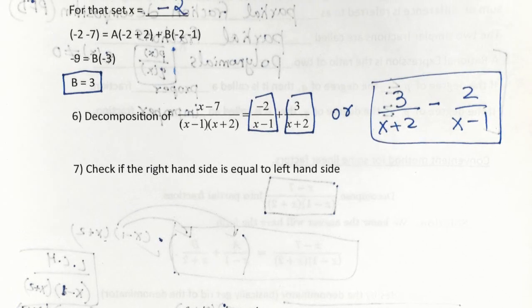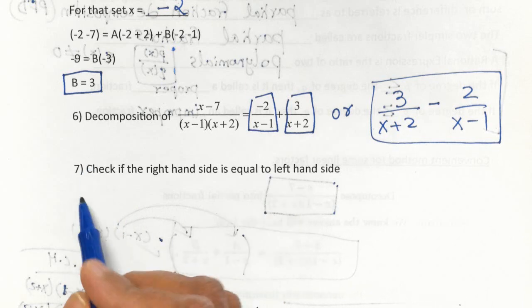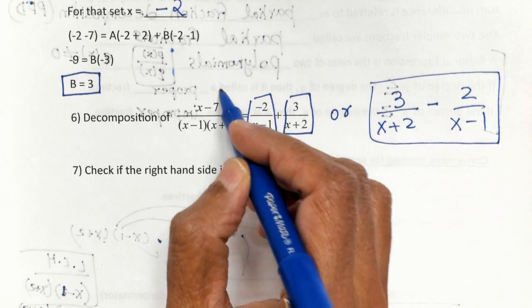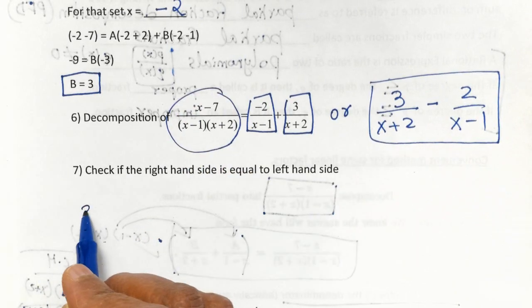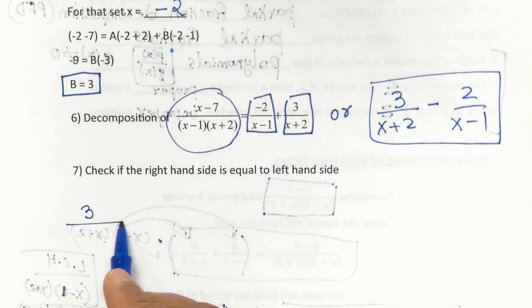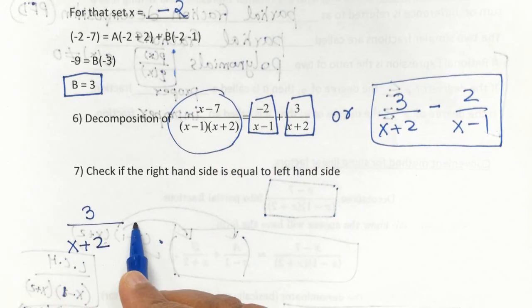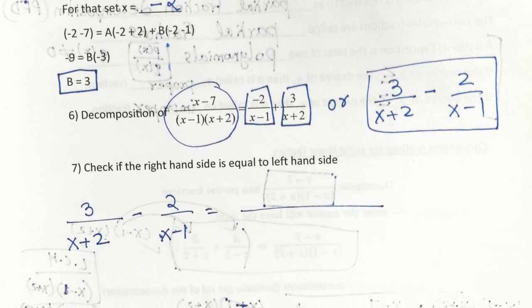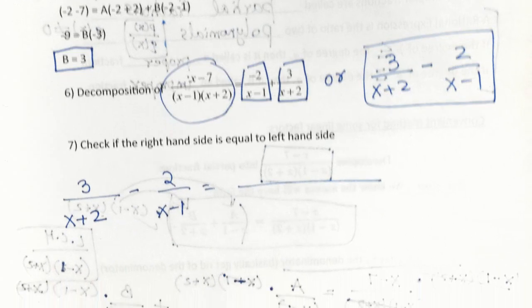And we have to check. I will give points for each one of them. Then the check will have its own points. So check if the right hand side is equal to the left hand side. All you have to do is basically add or subtract these and see if you get this. So can we all do that? 3 over x plus 2 minus 2 over x minus 1 equals, go ahead and check it. You can go with either one. And let's make sure that we get the original.